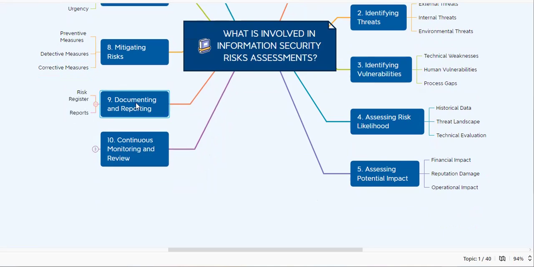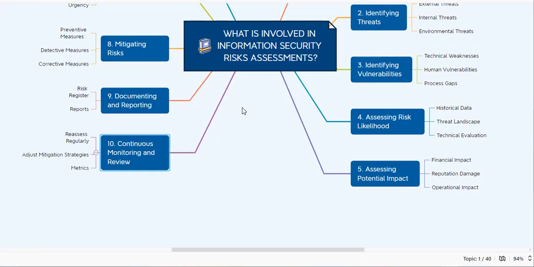Then I also look at documenting and reporting. And this is where I, for example, develop that risk register for the organization, or guide the security team, depending on whether I'm acting as a consultant to the organization or I am working in the organization. So this is where you maintain a detailed record of identified risks, your mitigation strategies, and current status. Then your reports, where you provide management with a summary of findings, those proposed actions and resources that are needed to deal with the risks that have been identified.